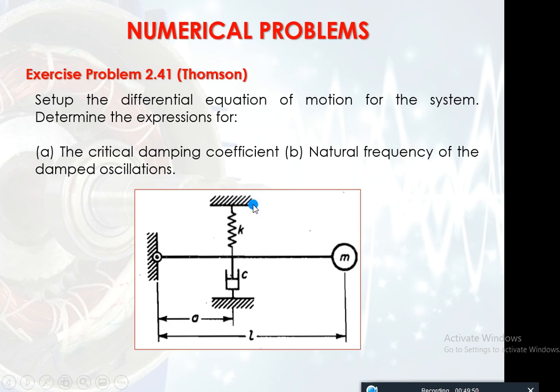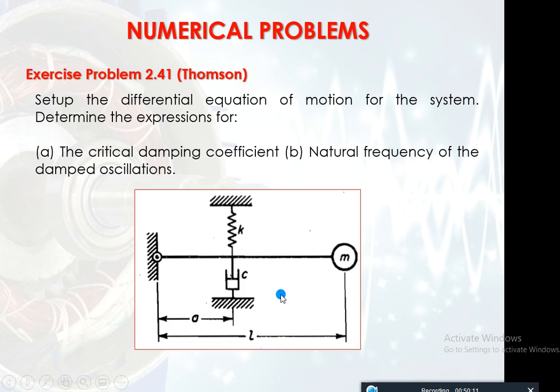So what is given? We have been given the length of the rod, we have been given the stiffness element K, we have been provided with the damping coefficient C, and the placement of both elements from the pivot point, A, and the total length of the rod is L.